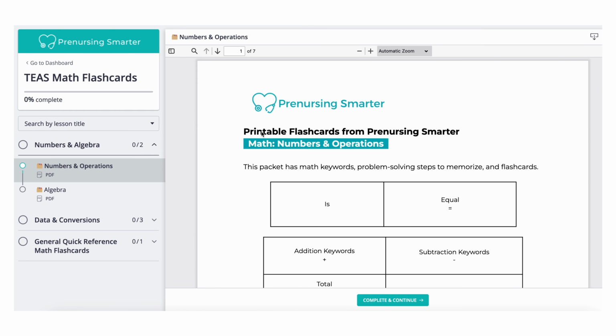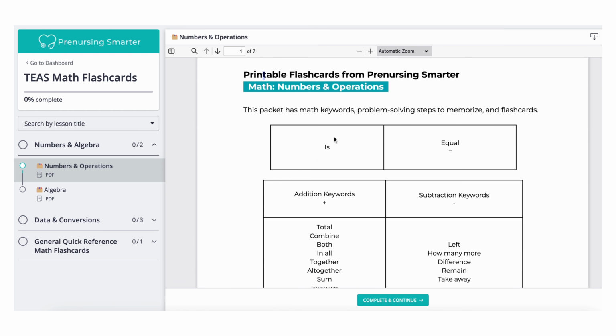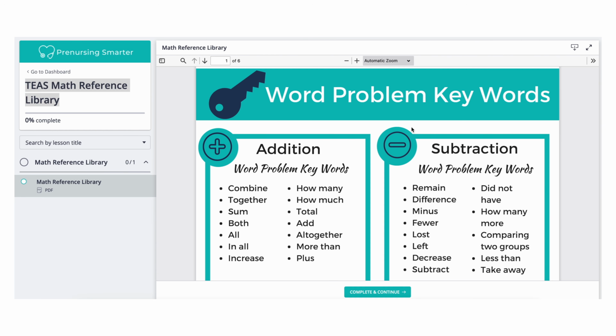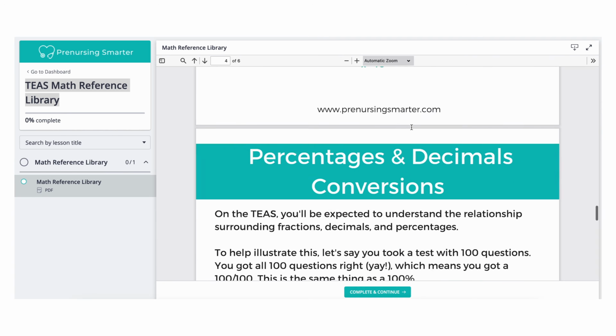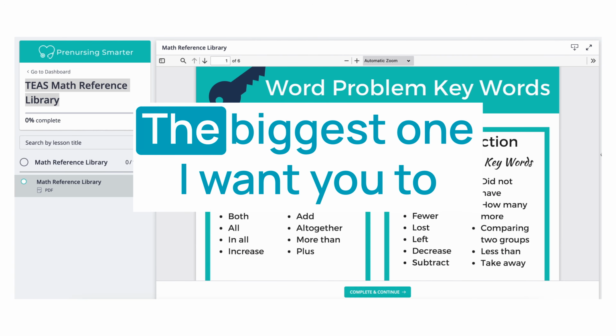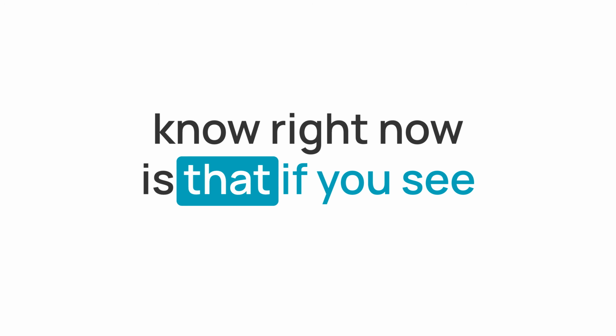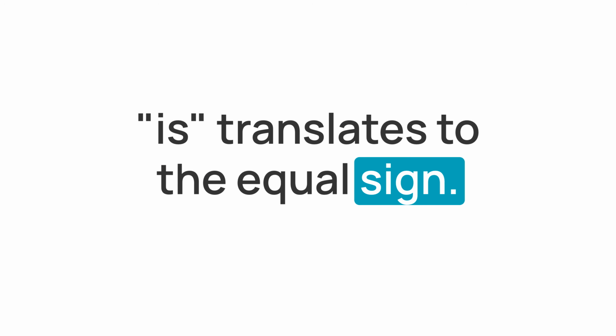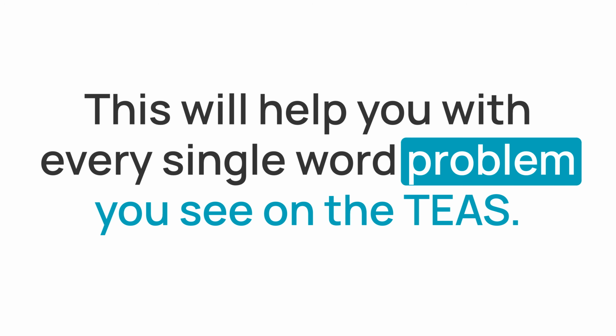Another overlooked area when it comes to memorization is translating words into equations. This is very, very helpful for word problems. What this means is that if you see a word like by, that could signal multiplication. The biggest one I want you to know right now is that if you see the word is, it means the equal sign. So is translates to the equal sign. This will help you with every single word problem you see on the TEAS.